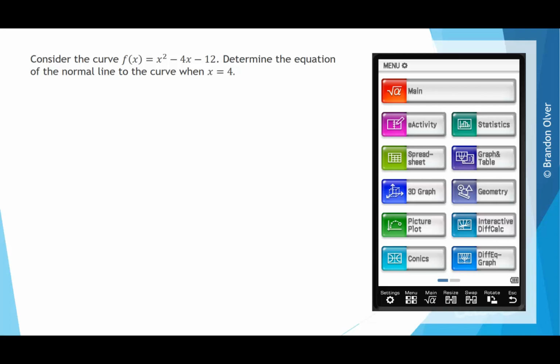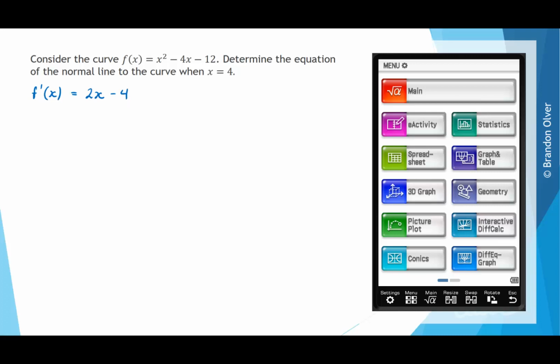So the first thing we need to do is calculate the derivative of f of x, which gives us the gradient of any point on the curve. So the derivative is going to be represented as f dashed of x. And we can use our power rule to differentiate each of these terms. So it's going to become 2x minus 4, and that's going to be the equation of the derivative function.